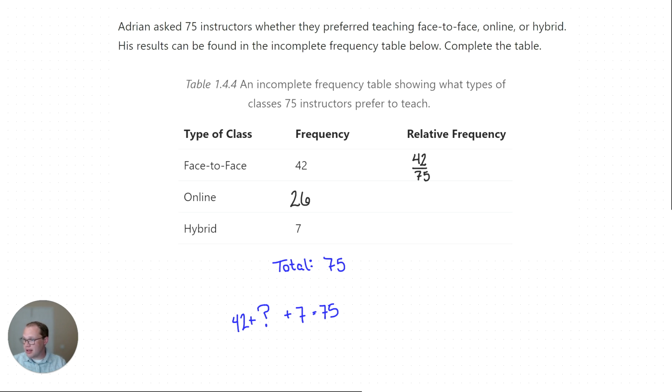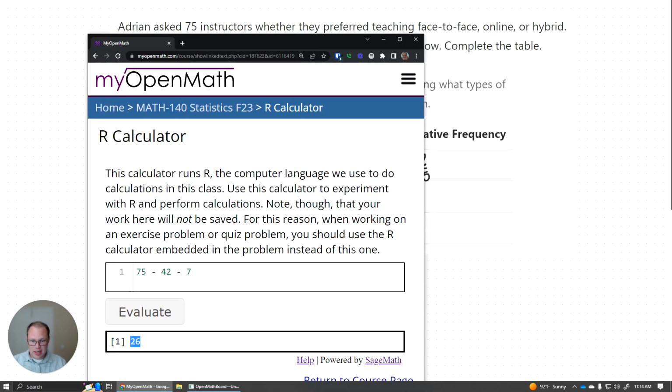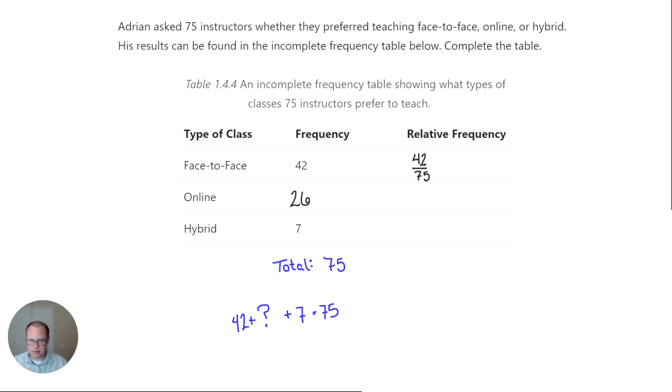So we're going to throw this into a calculator to find out what we're going to get here. So what was it? 42 divided by 75. And we get 0.56. So this is 0.56. Okay, that's the relative frequency. That's the fraction or percent or proportion of instructors who Adrian surveyed that prefer face-to-face classes. So that's 56% of them.